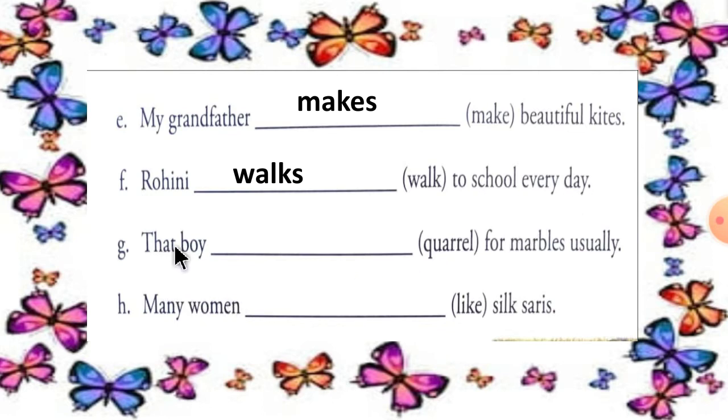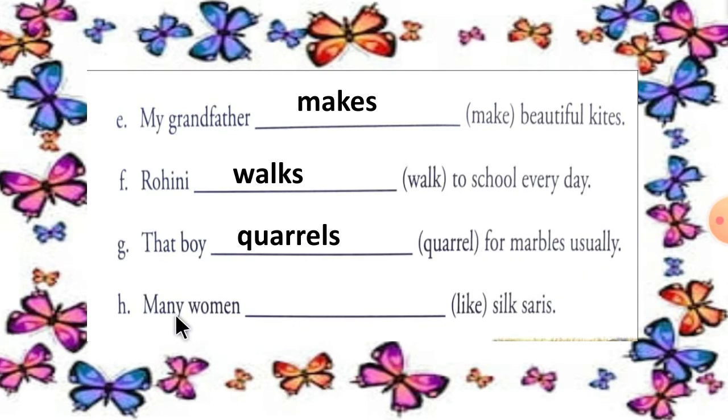Then, that boy dash for marbles usually. In bracket, quarrel. So the answer is quarrels. That boy quarrels for marbles usually.